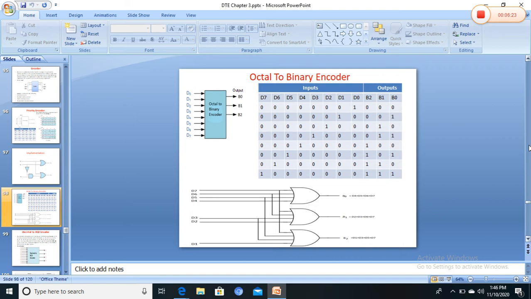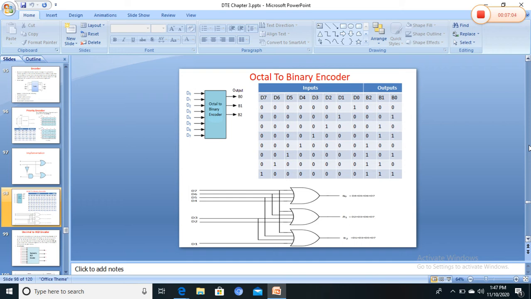In this encoder only one input will have a value at the given time. If D0 has the value 1, then outputs B0, B1, B2 are 0, 0, 0. Next, D1 has the input value 1 and the others are 0, so the output is 0, 0, 1, which means 1. Similarly, when D7 is 1, the output B2, B1, B0 is 1, 1, 1.